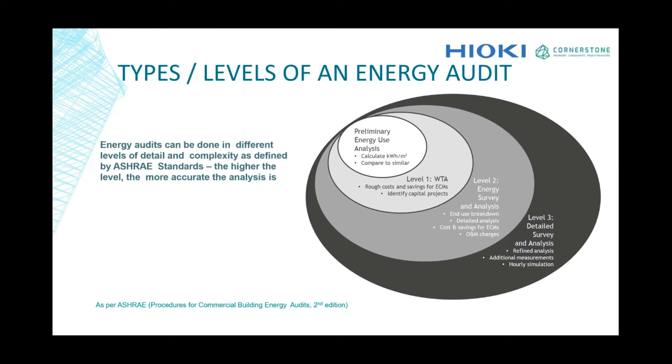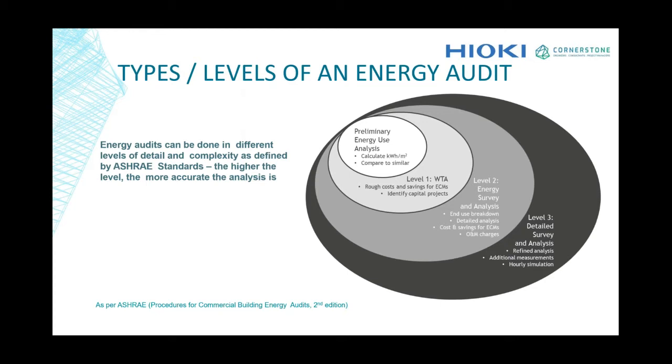Level 1 is a walkthrough. It has the preliminary energy use analysis along with a walkthrough with an experienced energy auditor, who can reveal the typical things as well as the hidden things that can be identified within a building with respect to performance of an asset or even wastage. It would also have a rough cost estimation and saving estimation for each measure that is proposed. At the end, it will identify what capital projects can be implemented across that facility.